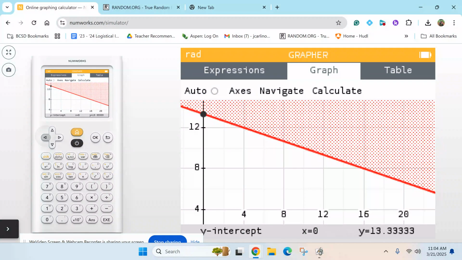And where does it hit the Y-axis? 13 point. Can we all do that on the calc so I'm not holding your hand on Monday? Everyone's good? We can get to those 2 points. 40 on the X, 13.3 on the Y.